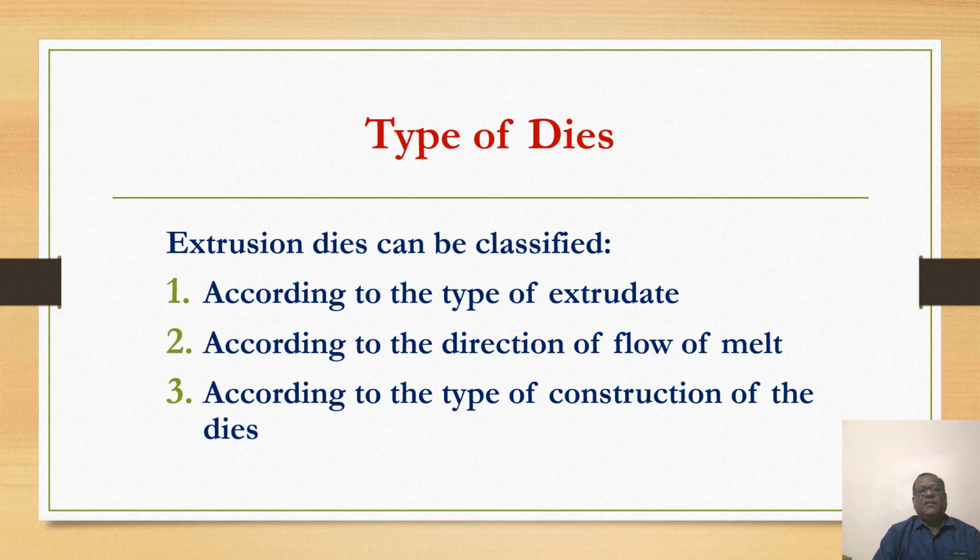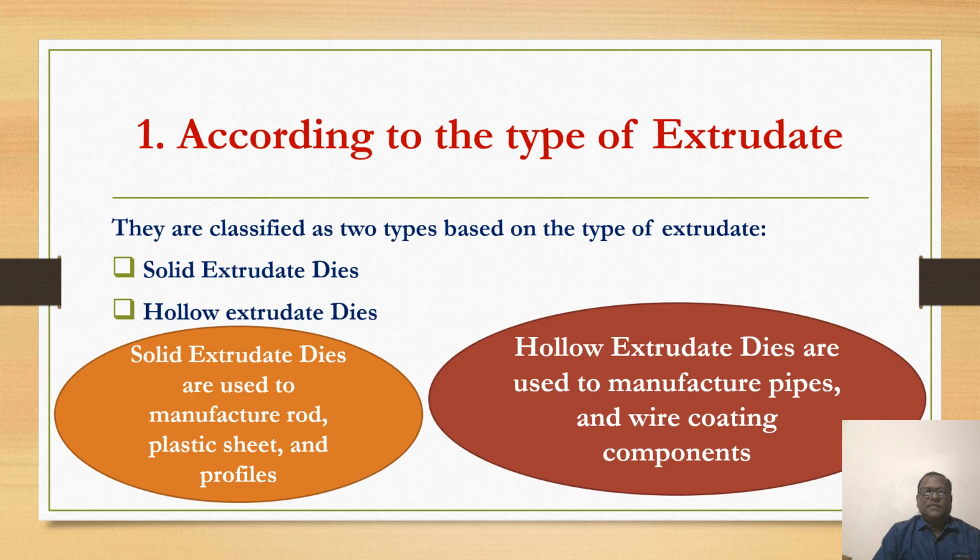So repeating again, classification of dies can be made in three ways. One is according to the type of extrudate. Second is according to the direction of flow of melt. And the third is according to the type of construction of the dies. So let us go one by one.